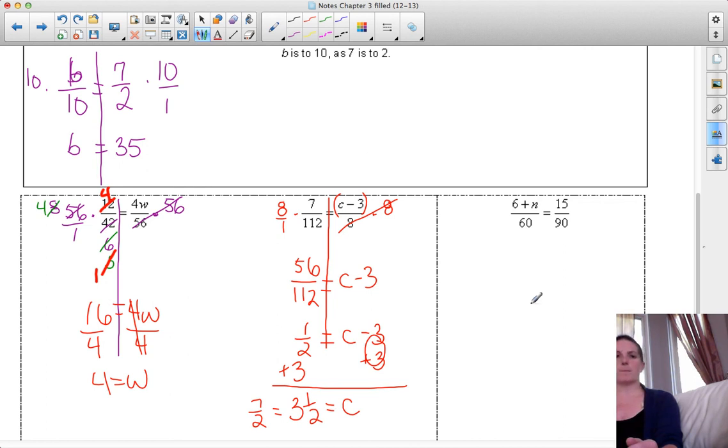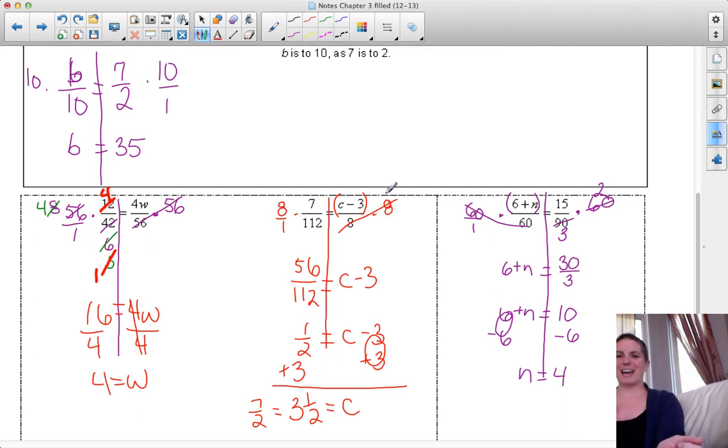Try this next problem. And hopefully you finished that problem and your work should look something close to mine. I'm really looking for, did you multiply by 60 and did you subtract 6? Because those are the two steps that need to get done. Your answer is n equal to 4.